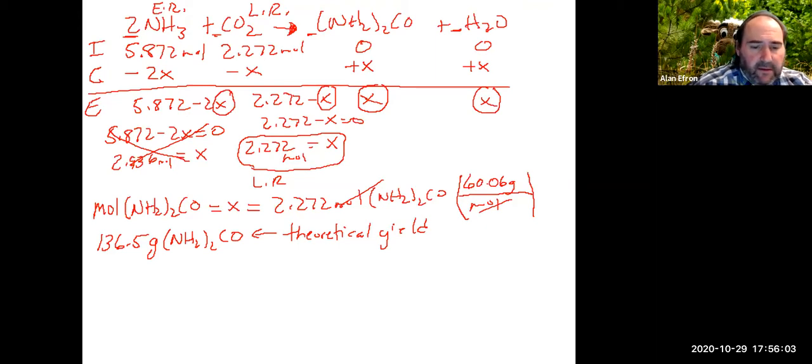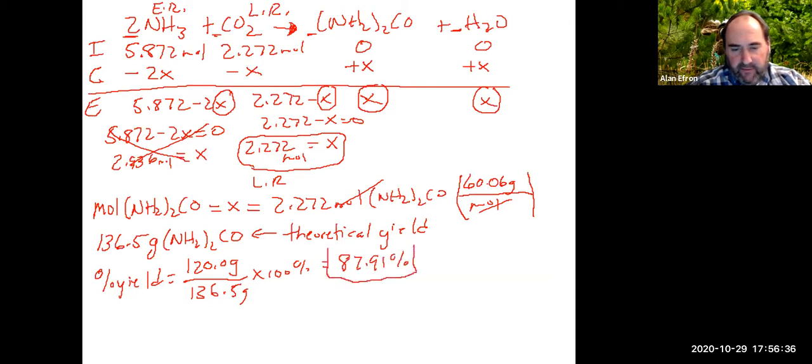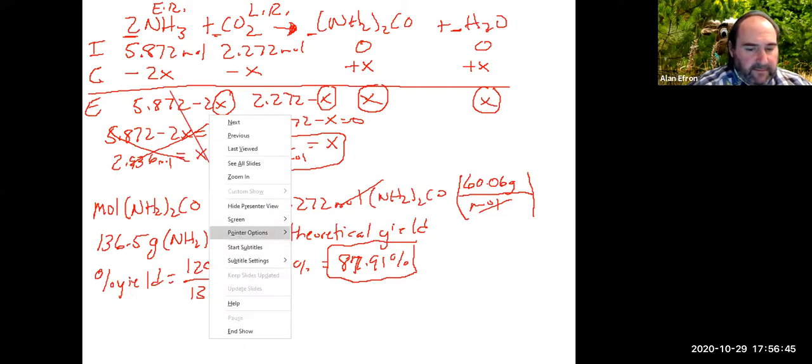Any questions on that there? That is going to allow us to figure out the percent yield. So our percent yield would be our actual, which was given to us at 120 grams, divided by our theoretical, which is 136.5 grams, times 100%. And it looks like for this guy here, we're getting something like 87.91%. Not too bad. Remember, percent yield, we're looking for a high percent yield, not small. First off, any questions on any part of that calculation there?